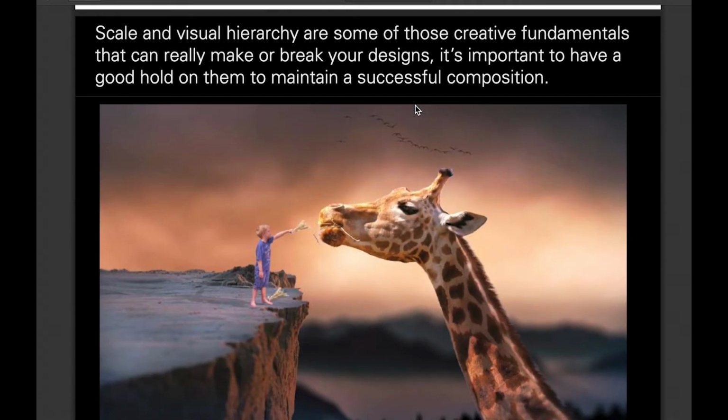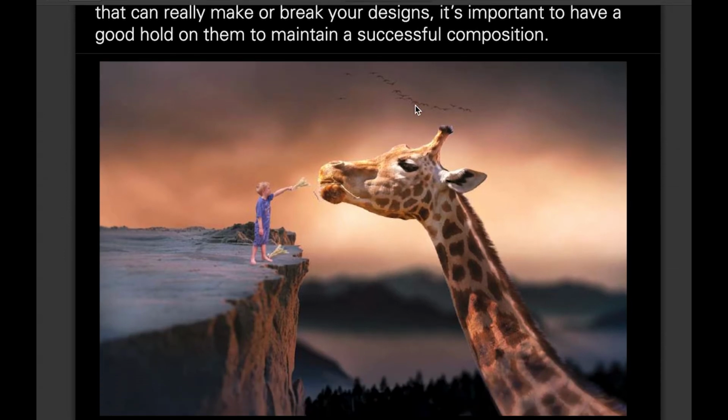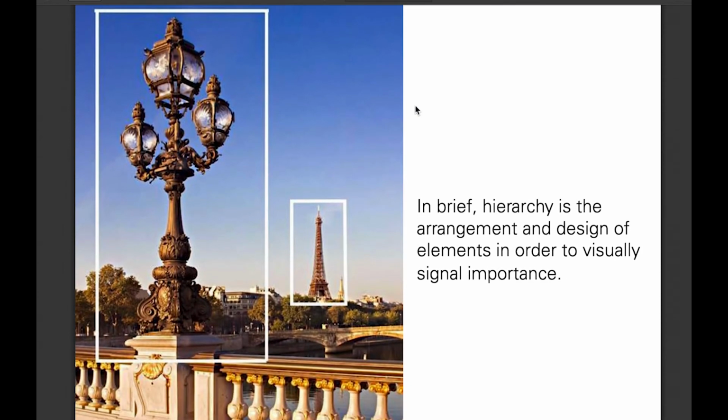Scale and visual hierarchy are some of those creative fundamentals that can really make or break your designs. It's important to have a good hold on them to maintain a successful composition. Here are some examples of scale, right? This one is definitely the prima donna, even though the Eiffel Tower is an iconic, amazing building. But in this photograph, because this fellow is so much bigger, obviously he stands out.